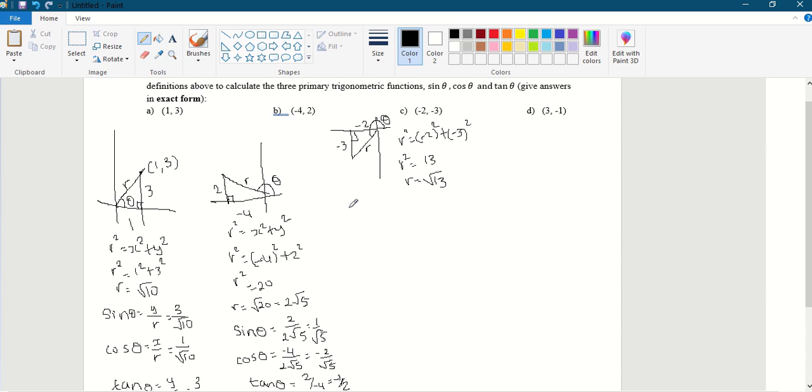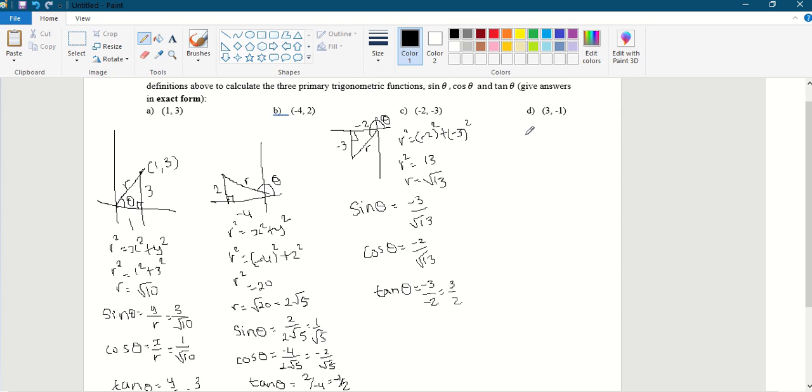Once we have our r, we can write down sine theta equals y over r, opposite over hypotenuse. In our case, it will be negative 3 over square root of 13. Cos theta will be adjacent over hypotenuse, so in our case, negative 2 over root 13. And lastly, tan theta is opposite over adjacent, negative 3 over negative 2, which simplifies to 3 over 2.